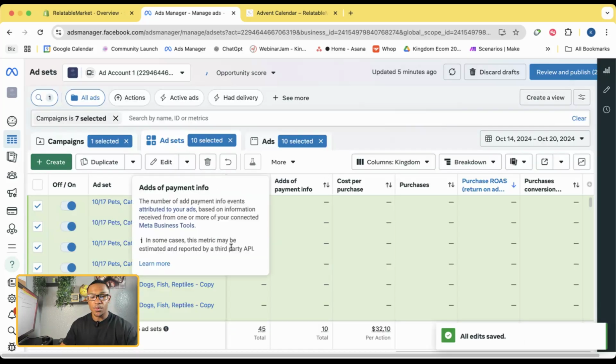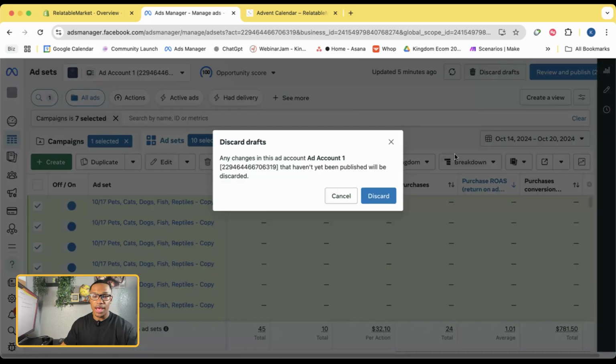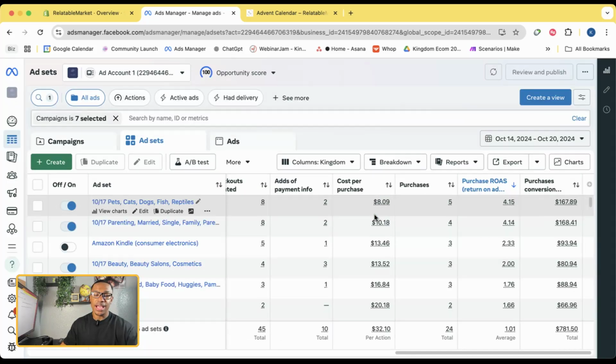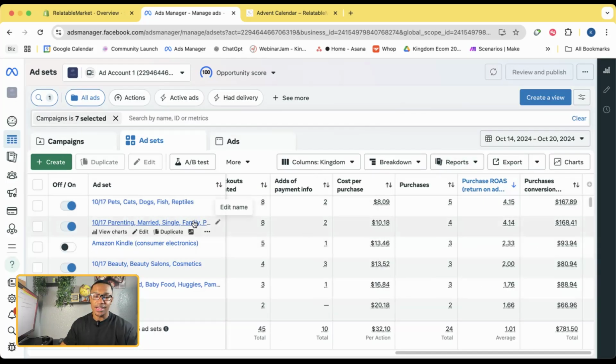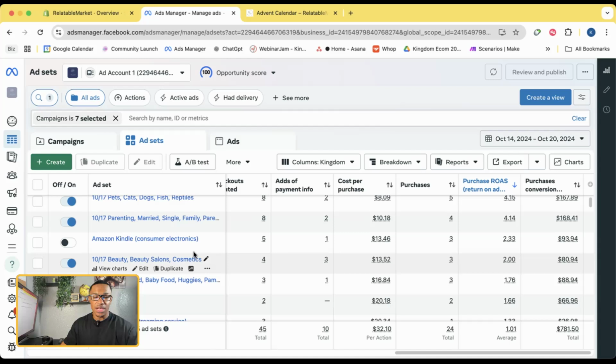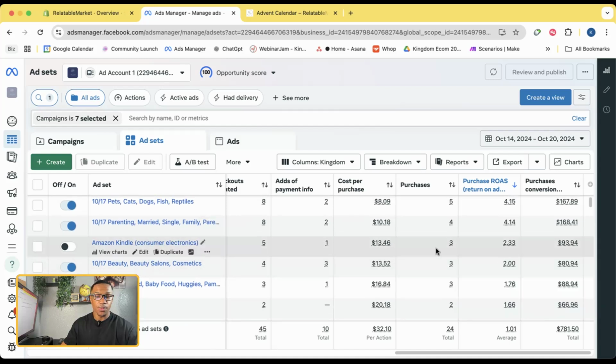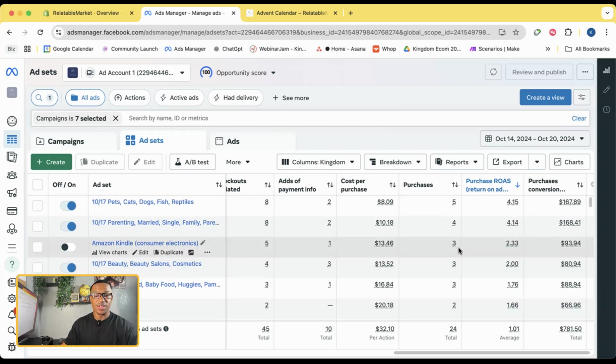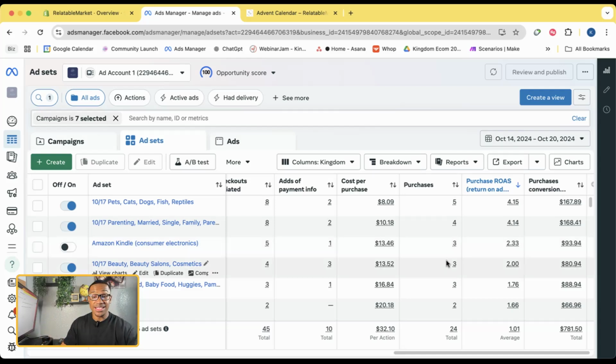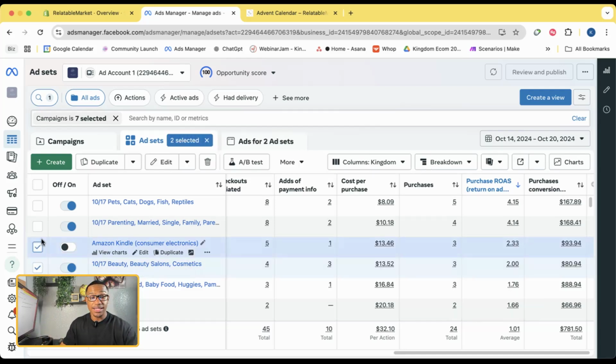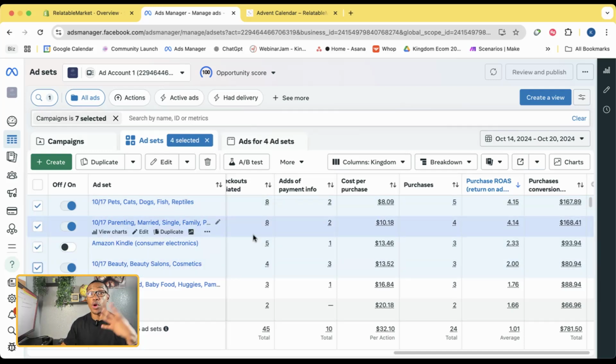All right, so that is what that is, and I kind of explained why we do that. And we do that across every single one that does good. So we'll do the same thing for this parenting one, maybe for this Amazon one, depends. It was missing purchases, so we'll vertically scale. So we go from spending $100 a day on ads to, let's say we vertically scale these 4 ad sets, we put in an extra $400 on ads. Now we're spending $500 a day on ads.